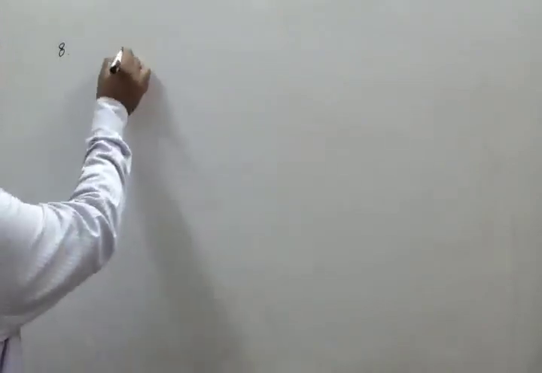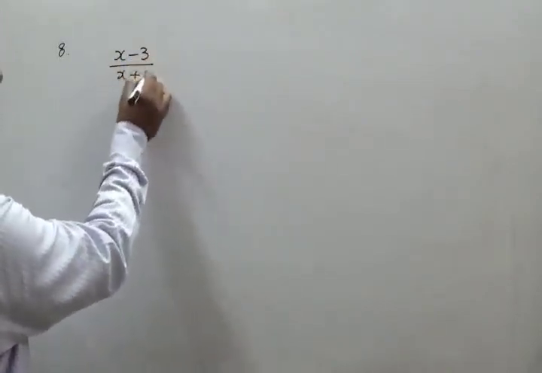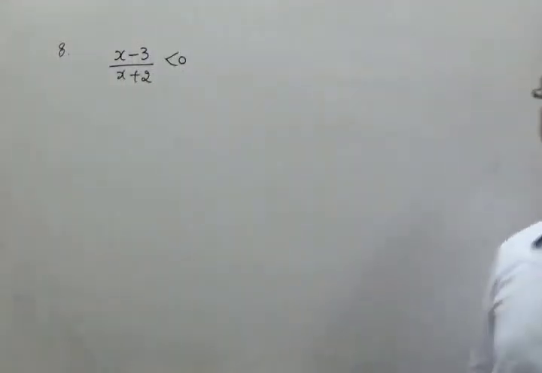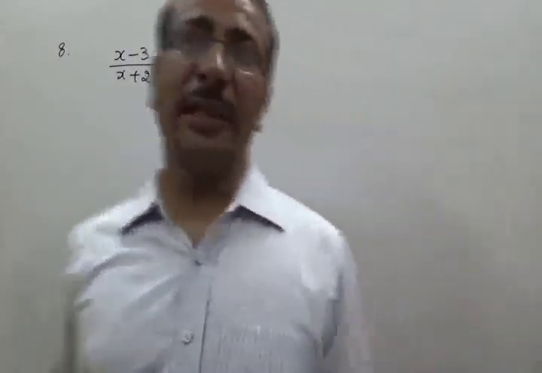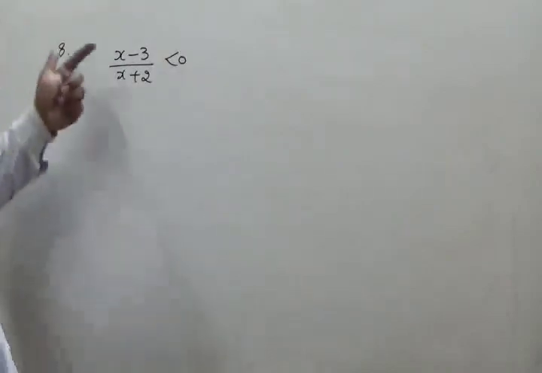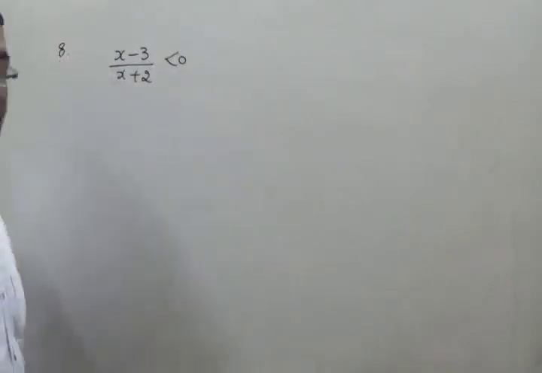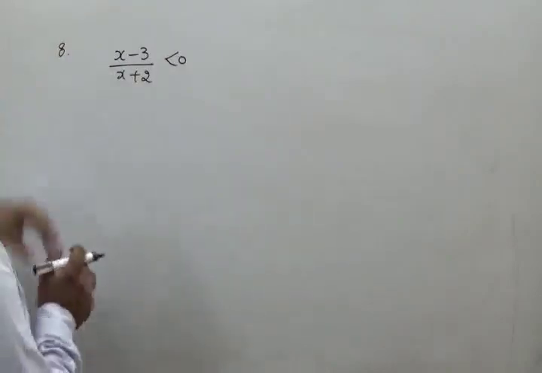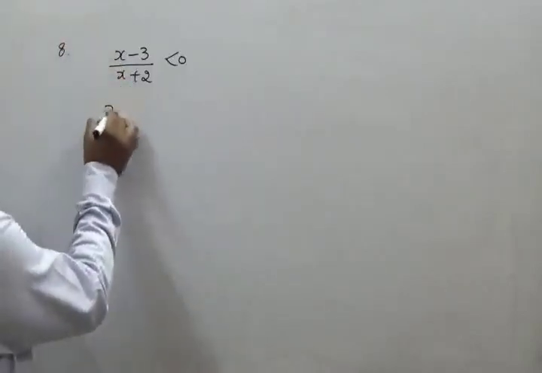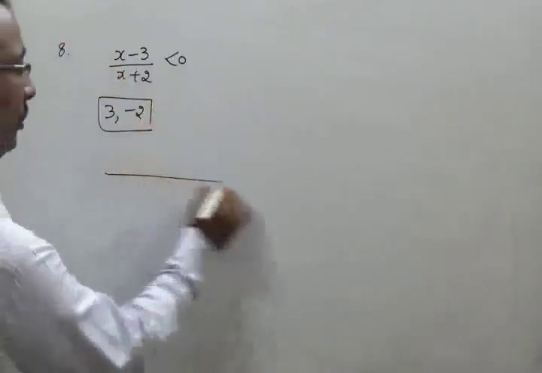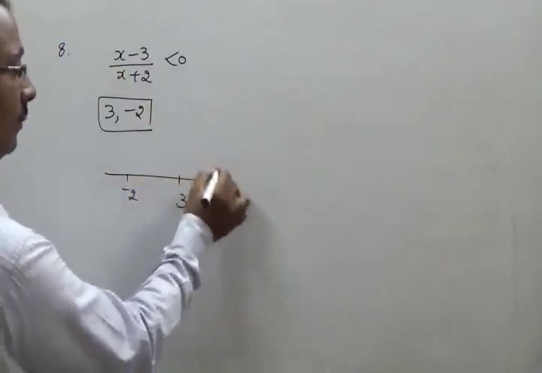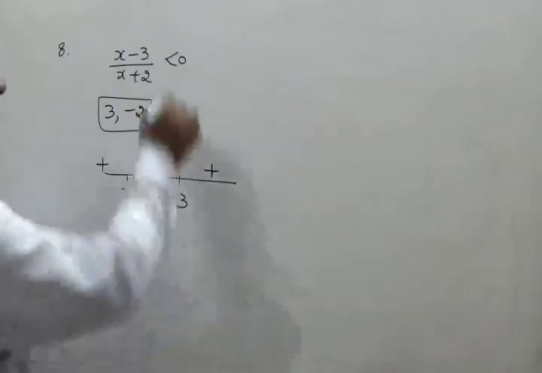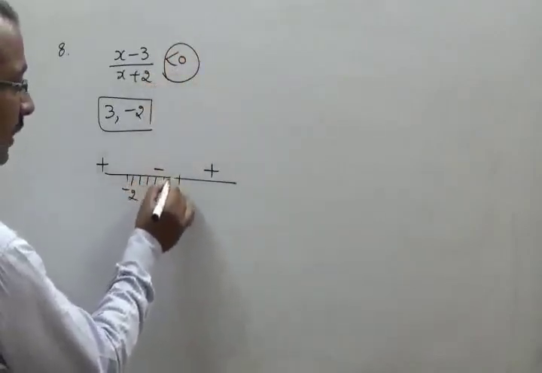Take the next question, statement number 8. It states that (x minus 3) by (x plus 2) is less than 0. We have to find the number of integral solutions for x. Now, what process can I apply? I earlier told you that whether the terms are in division or in multiplication, the Wavy Curve method will remain the same. So I put both equal to 0, 3 and minus 2. Then I show it on the number line. This is minus 2 and this is 3. Positive, negative, positive. Since I have to take less than 0, this interval is my final interval.